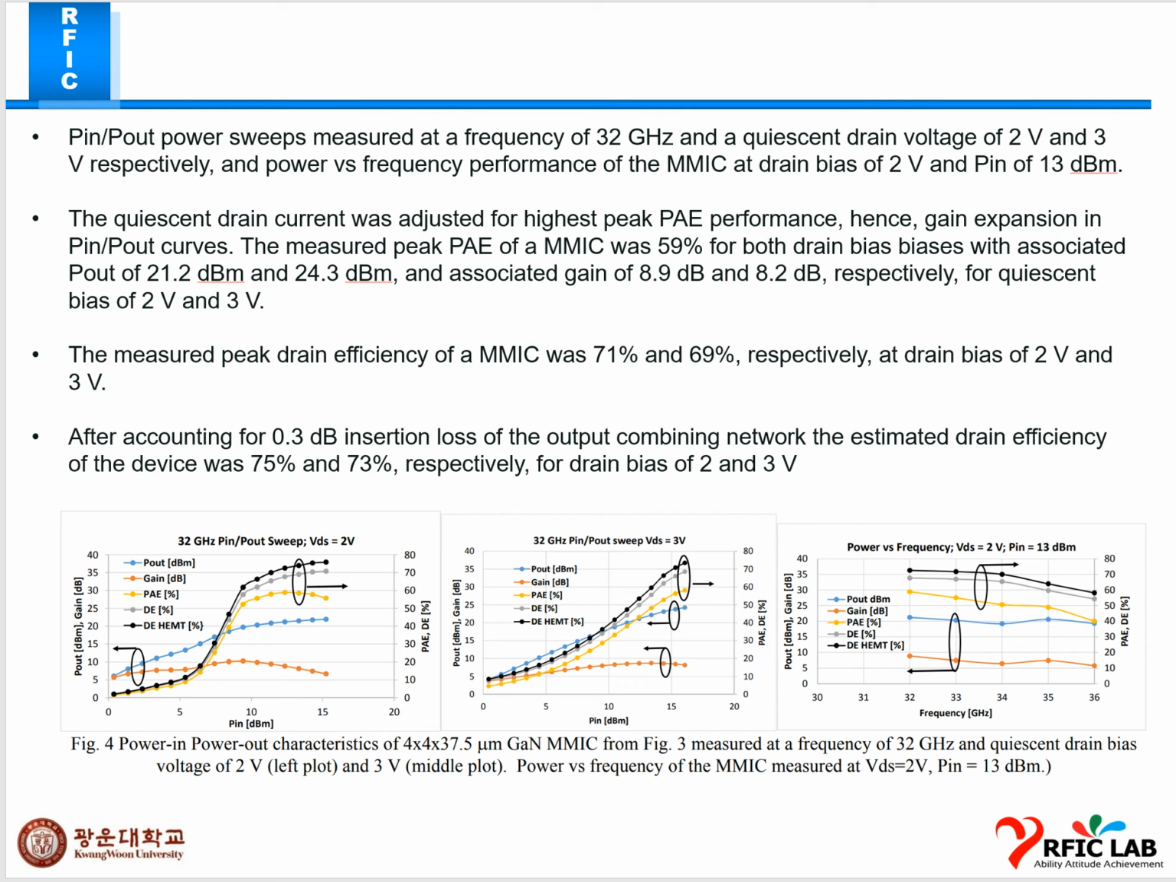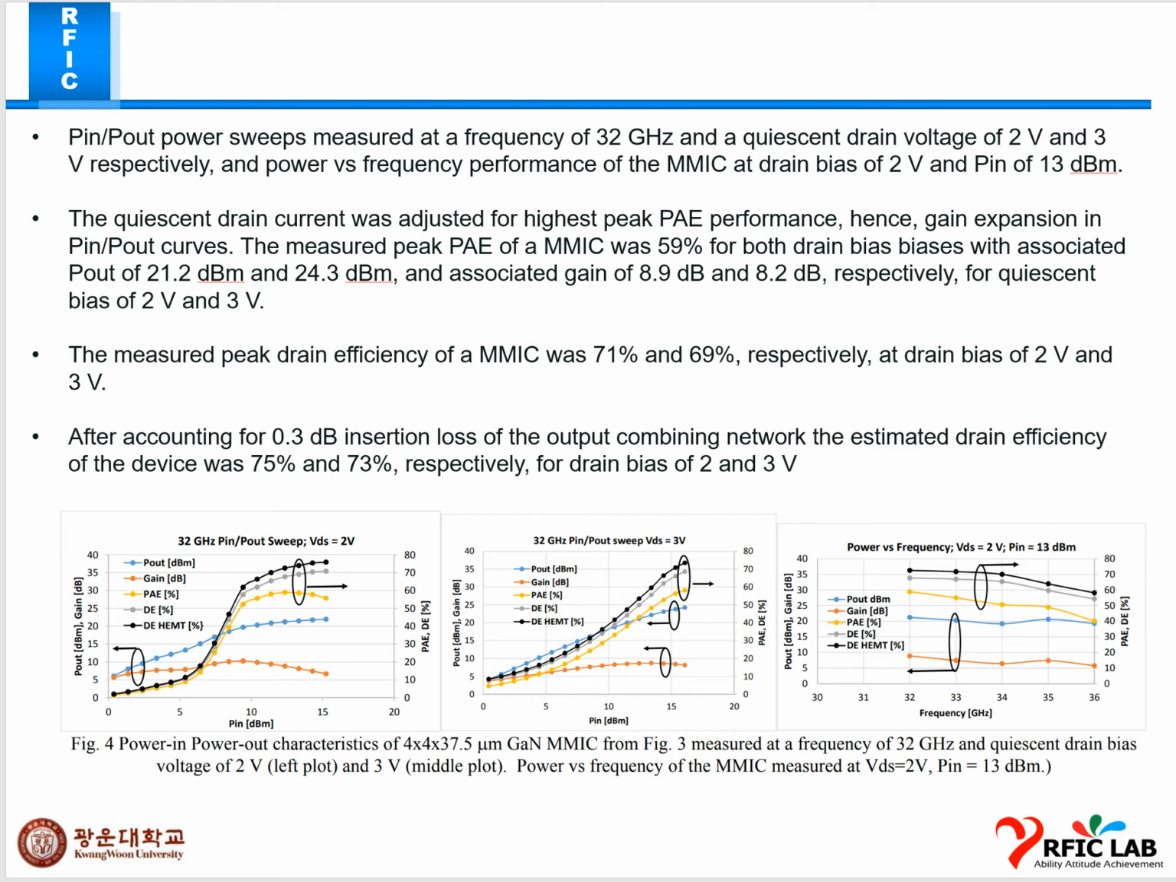Now this is the power in power out characteristic of the 4 times 37.5 GaN MMIC, measured at a frequency of 32 gigahertz and gate bias voltages of 2 volt on the left port and V volt on the middle port, and the power and frequency of the MMIC is VDS to V, Pin equal to 13 dBm. In this, the requisite drain currents are adjusted for high peak PAE performance.